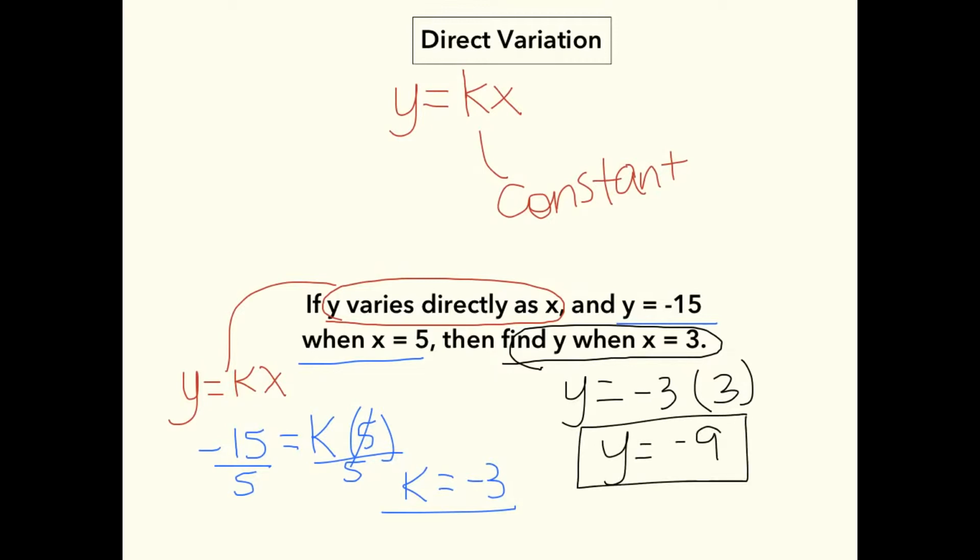So the first part told us our relationship between y and x. The second part is what we use to find our constant. Then we can actually solve for what they want, which is y.